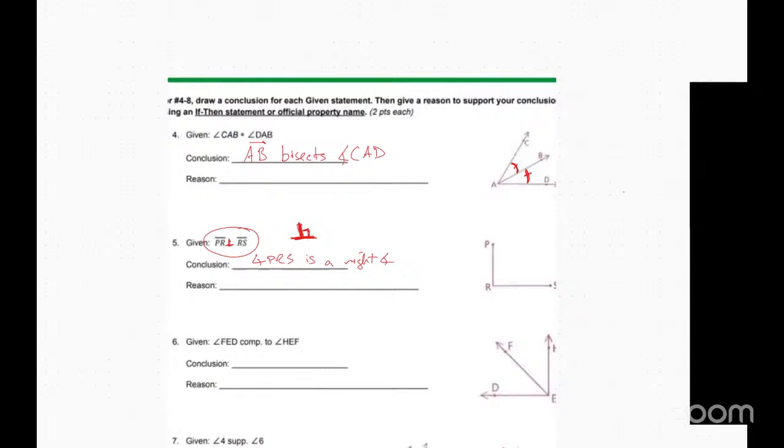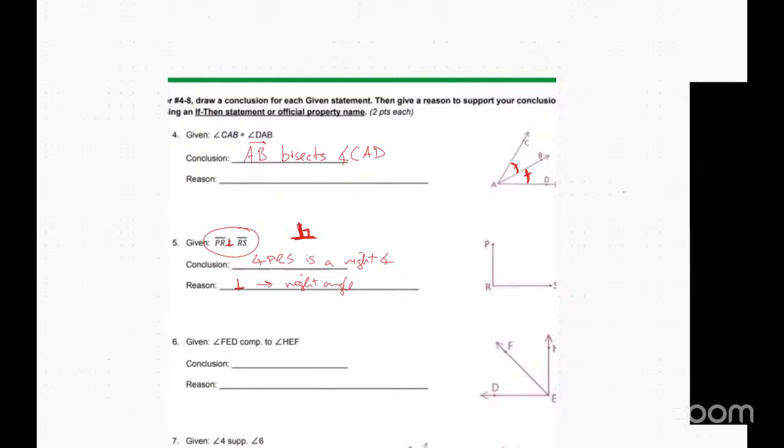So the reason would be something like perpendicular implies right angle. Again, you need to look them up. You need to look up your reasons. But sir, you have a bunch of reasons, and you really have to memorize those so you can put them into practice. Let's do number 6 also.